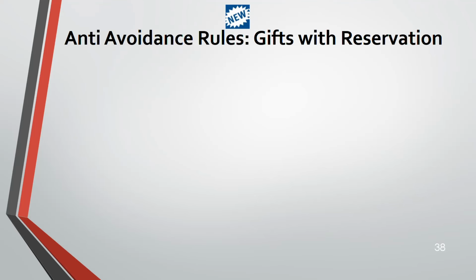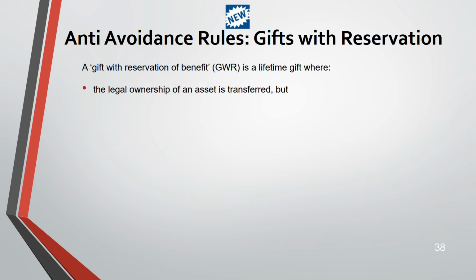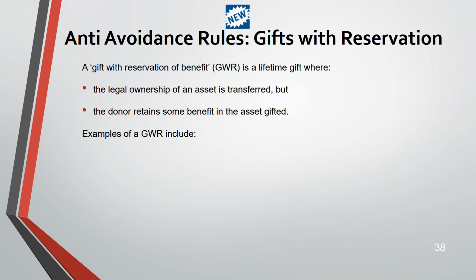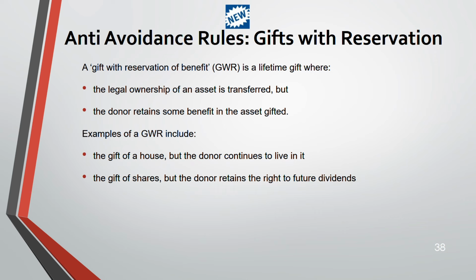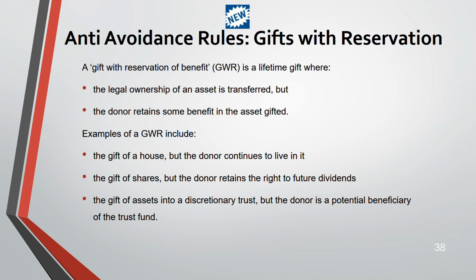The last part of this lecture: the anti-avoidance rule, gift with reservation. This is also new for ATX and has a high chance of appearing in your ATX exam. A gift with reservation of benefit is a lifetime gift where legal ownership of the asset is transferred but the donor retains some benefit of the asset gifted. Examples: gifting a house but the donor is still staying in that house; gifting shares but the donor still gets the right to future dividends; gifting assets into a trust but the donor is the beneficiary of the trust.